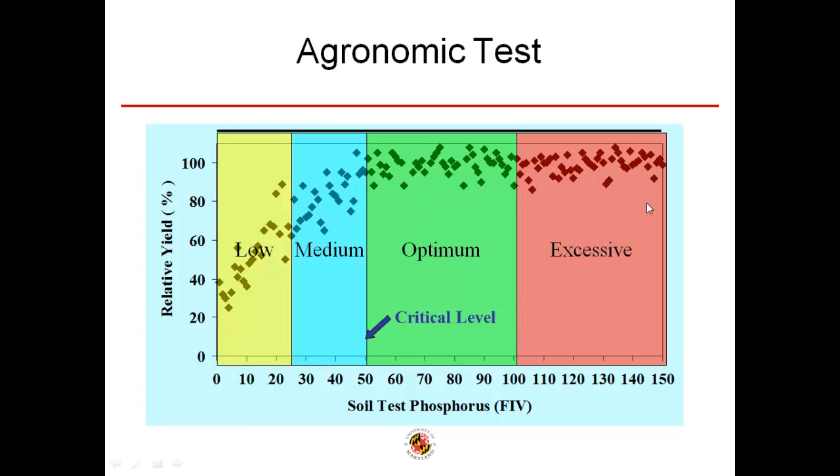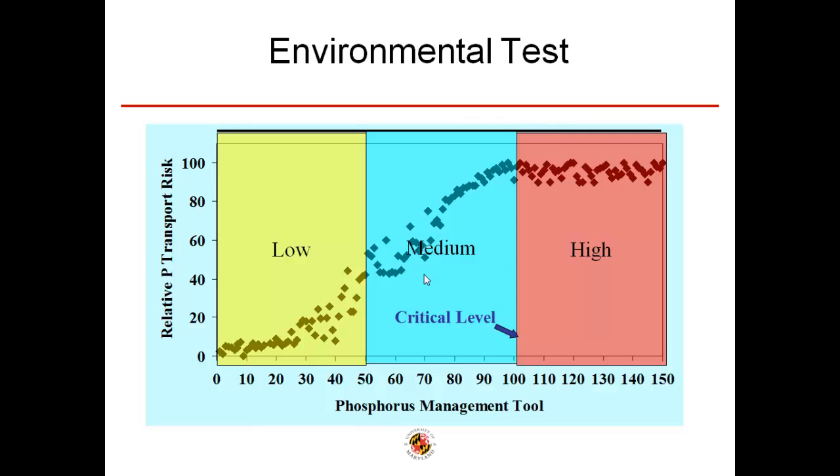And then with phosphorus, as we go into what we consider excessive, above 100, you're not going to get a response by added phosphorus. Down here below 50, according to Maryland recommendations, below a soil test of 50 FIV phosphorus, you're going to get a response to adding phosphorus. So this is what an agronomic test looks like.